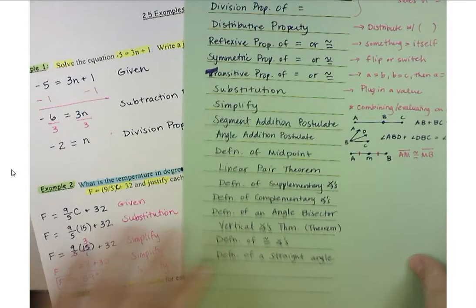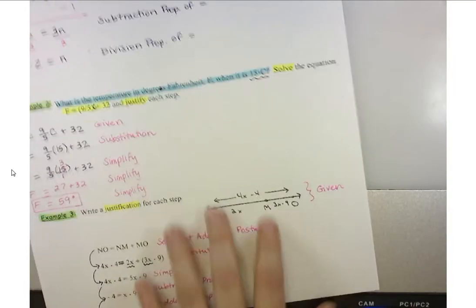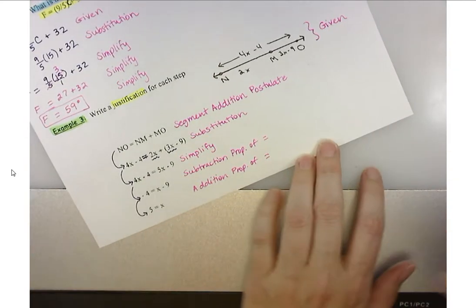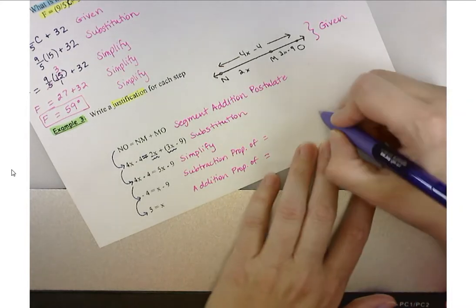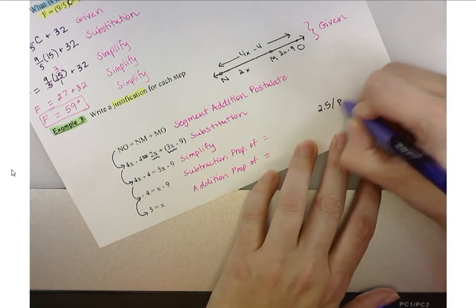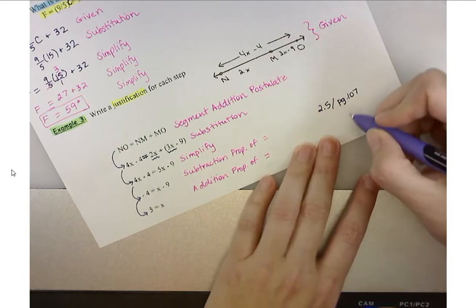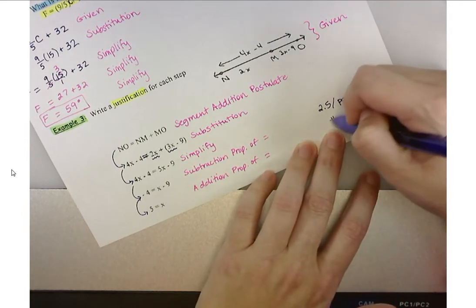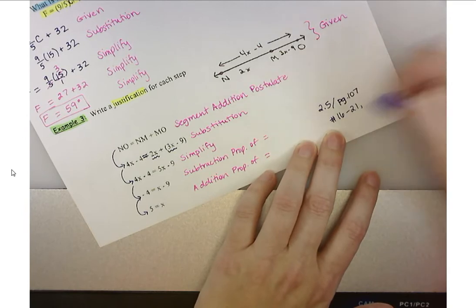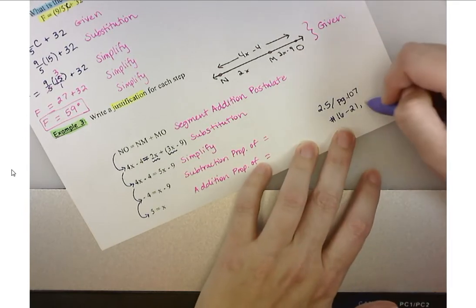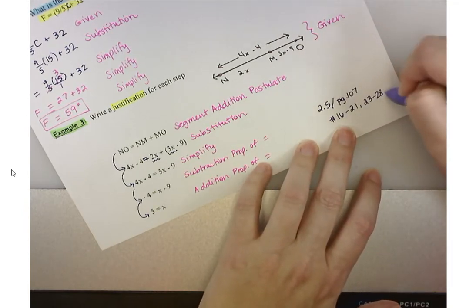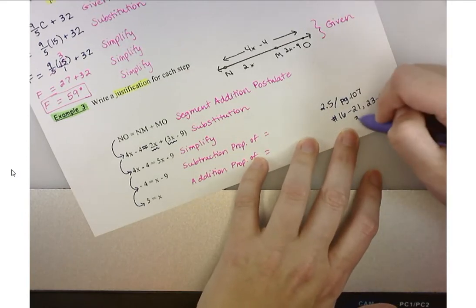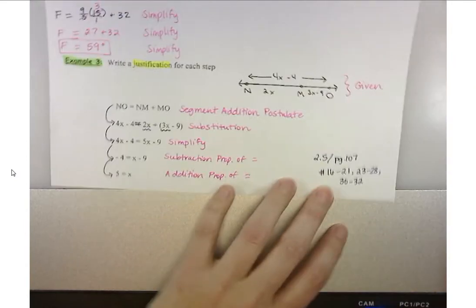Okay, so we're also going to write down your homework for the day, and then I'm going to show you how to put these in your notebook. Okay, so for 2.5, this is going to be on page 107. We're going to do 16 through 21, 23 through 28, and 30 through 32.